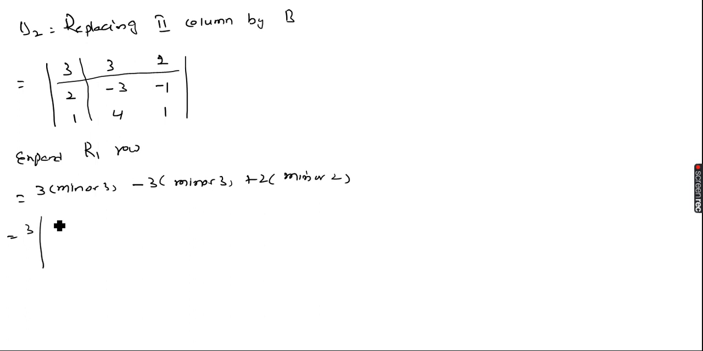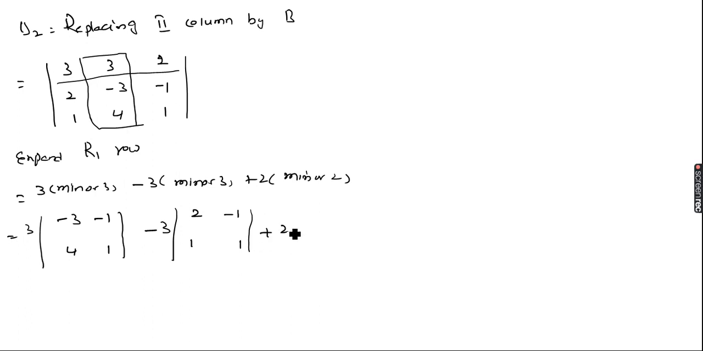And what do we get? We get minus 3, minus 1, 4, 1. Minus 3 into the minor of 3. What is the position of this one? First row, second column. Then we get 2, minus 1, 1, 1. Plus 2 into the minor of 2. What is the position of the 2? The 2 is indicating first row, third column.